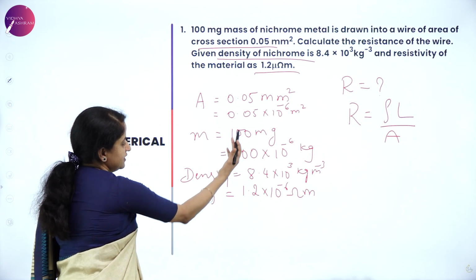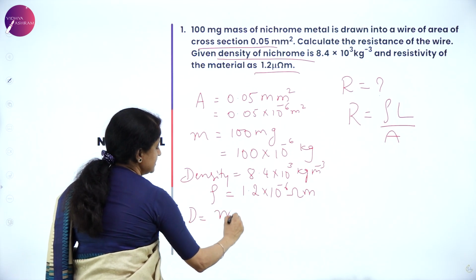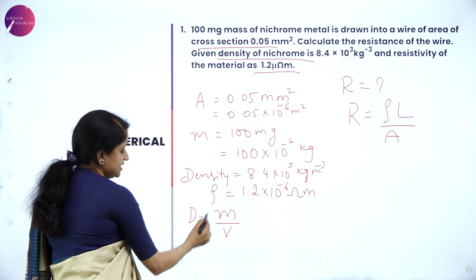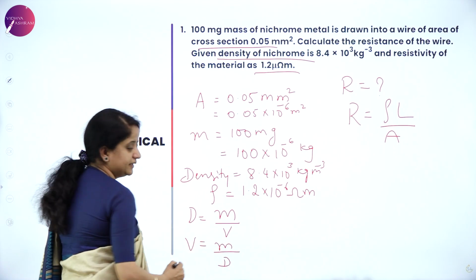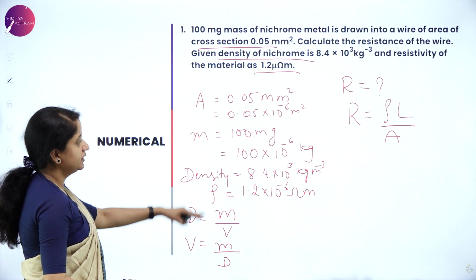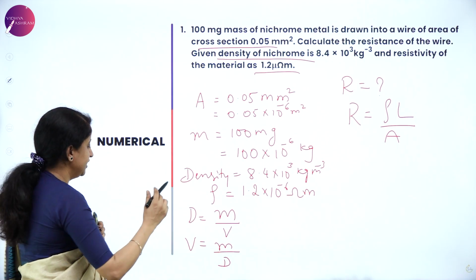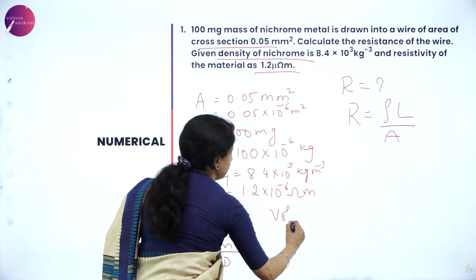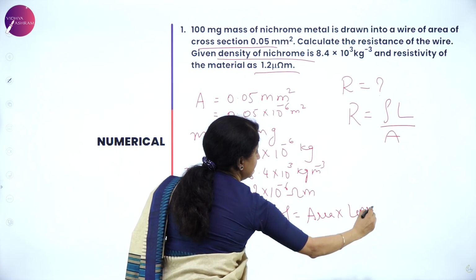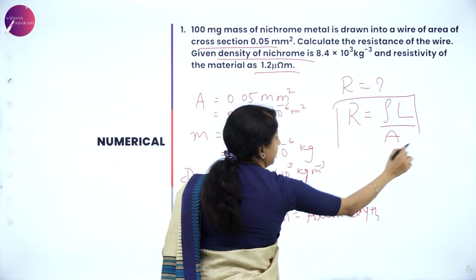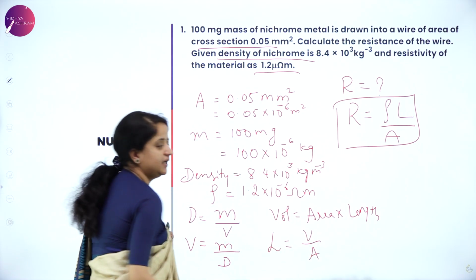So we have mass, we have density. So we know what is the formula for density. It is mass per unit volume. And from this we can calculate volume, which is equal to mass divided by density. With the help of volume, we can find length because we already have area. We know that volume is equal to area into length, but we need length to calculate R. So from this we can write length is equal to volume divided by area.